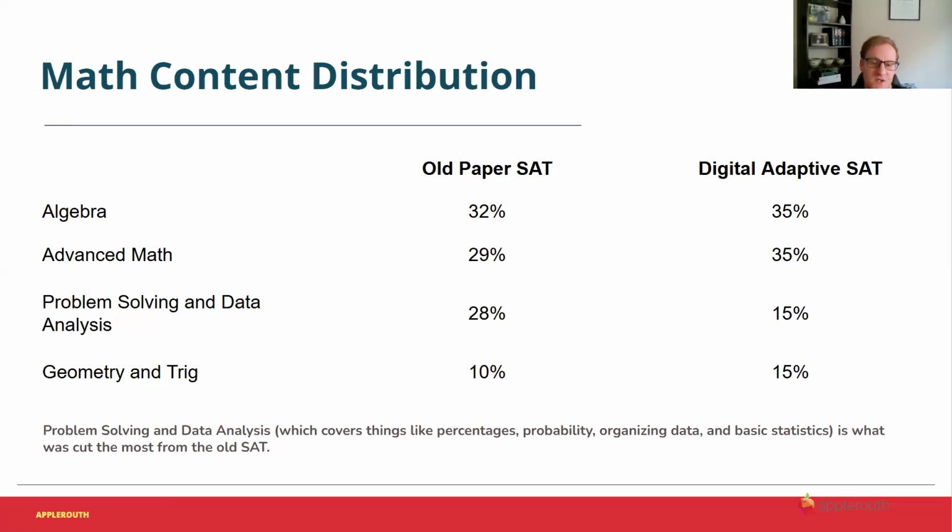What was cut most, as you can see from the old test, is the stats. So probability, basic stats, all that. And they replaced it with just more algebra, not word problems, but really algebra-heavy stuff. X's and Y's and graphing and parabolas and polynomials.